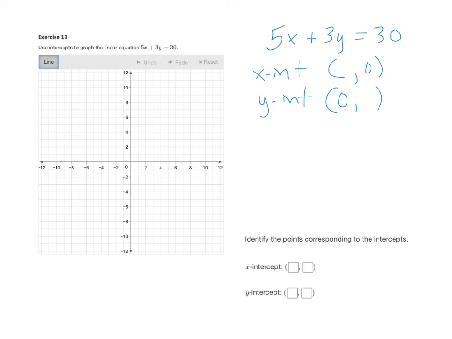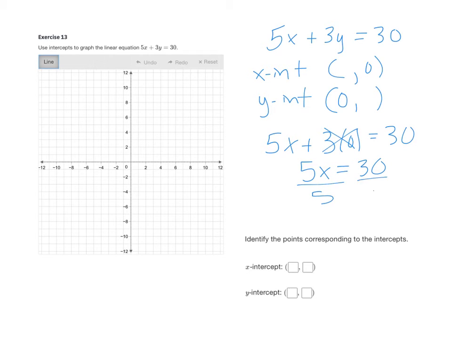So let's start with the x-intercept. I would have 5x plus 3 times 0 is equal to 30. 3 times 0 is nothing. 5x is equal to 30. You would divide both sides by 5. And that's going to give you x is equal to 6. So our x-intercept is over 6, up 0.